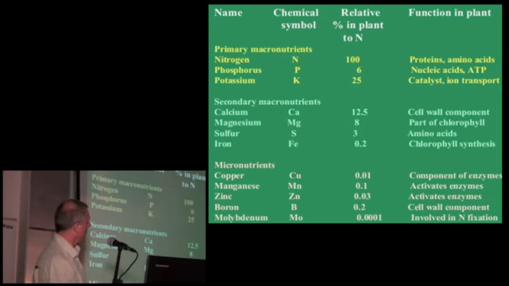Phosphorus is part of ATP, and ATP is the compound, or whatever, that plays the most important role in energy transfer during photosynthesis. So if you don't have sufficient phosphorus in the plant, you don't have sufficient or optimal photosynthesis. You don't have proper sugar production.